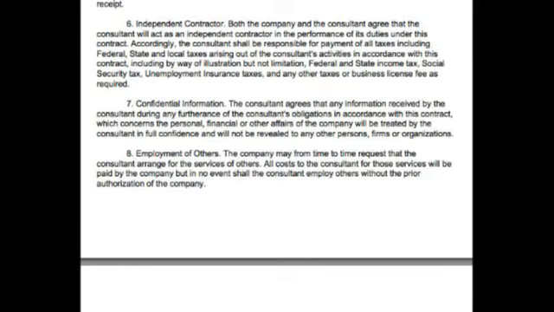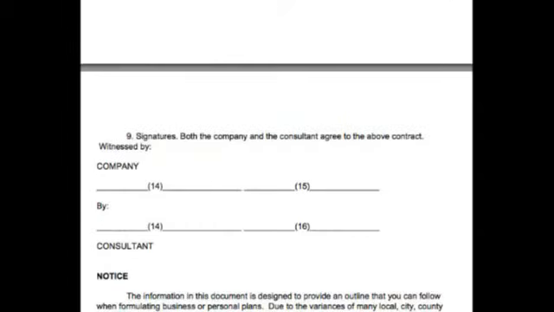Signatures. You have the signatures there. I obviously talked about before how I want it to be the company signing it. So it's so-and-so on behalf of the company.